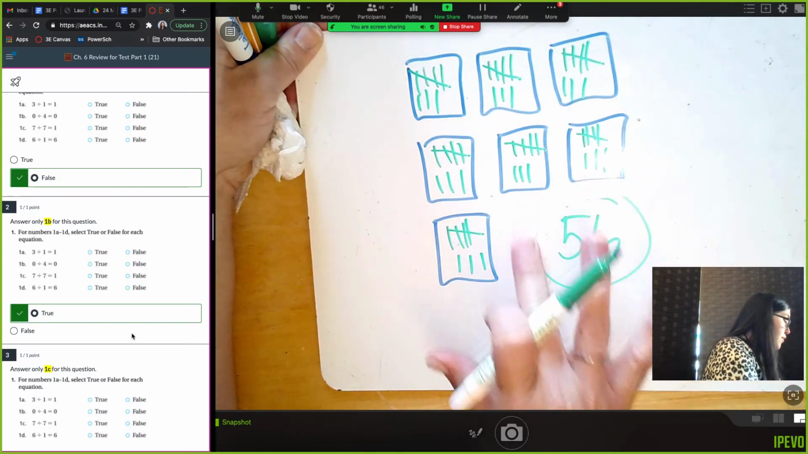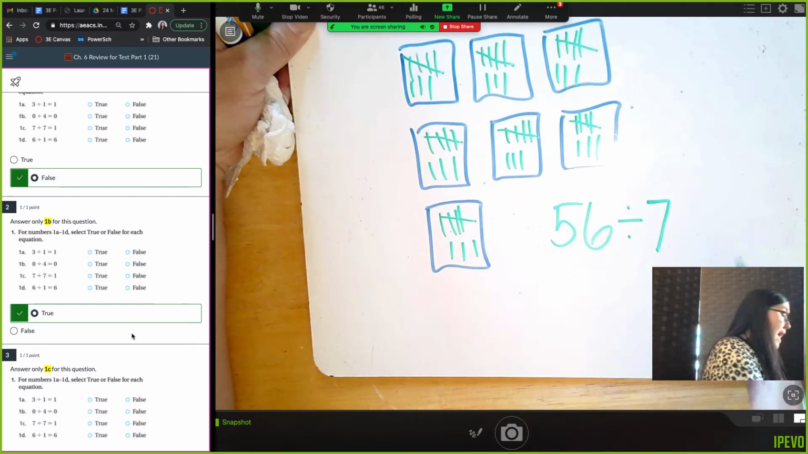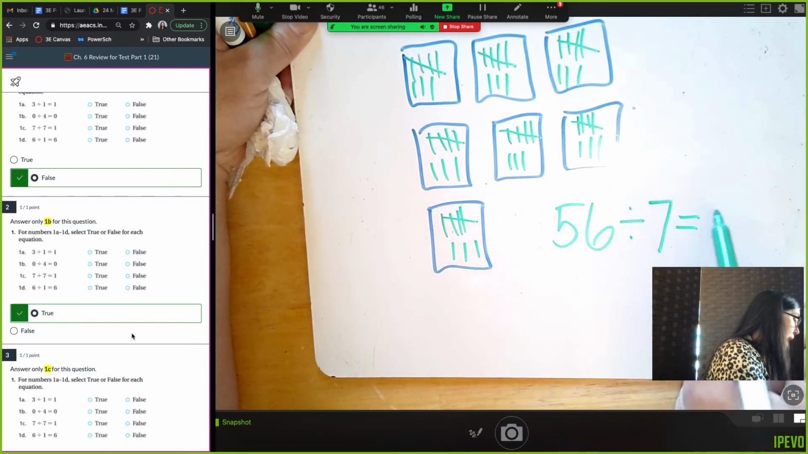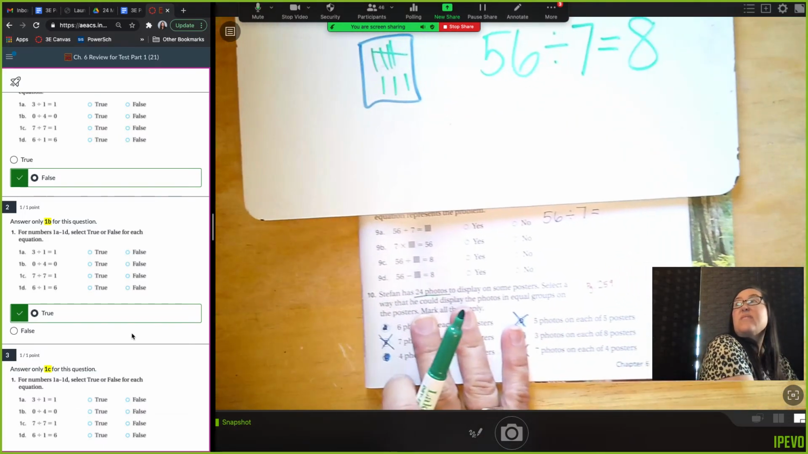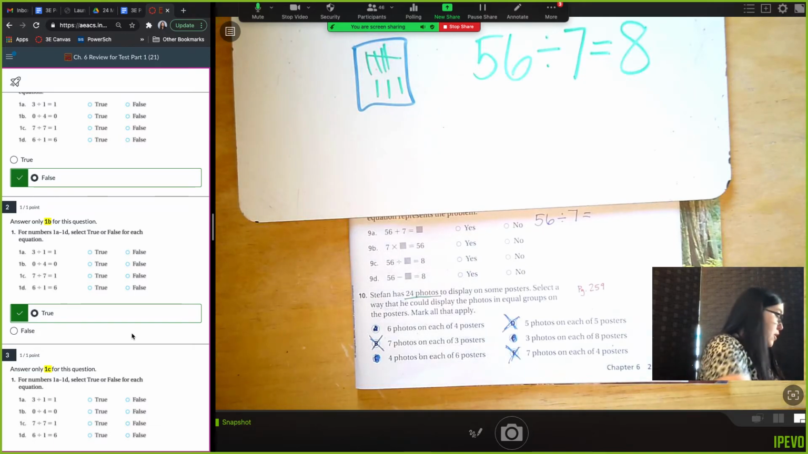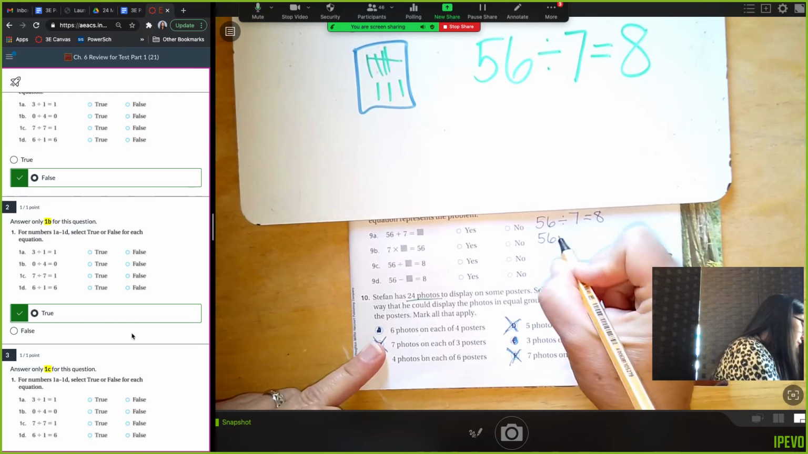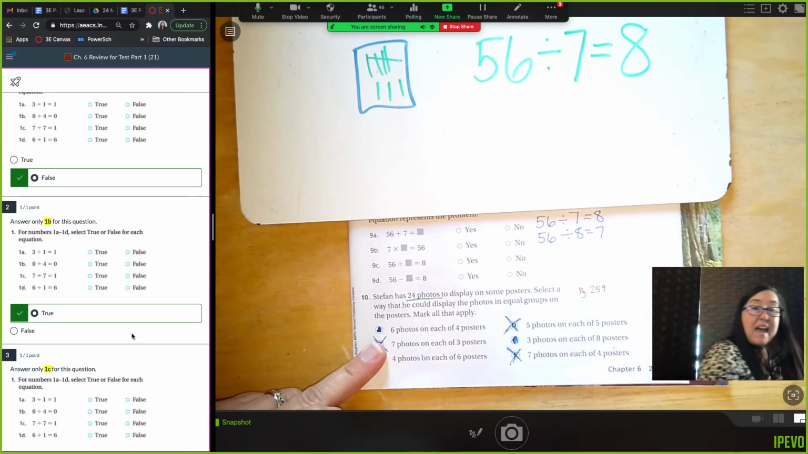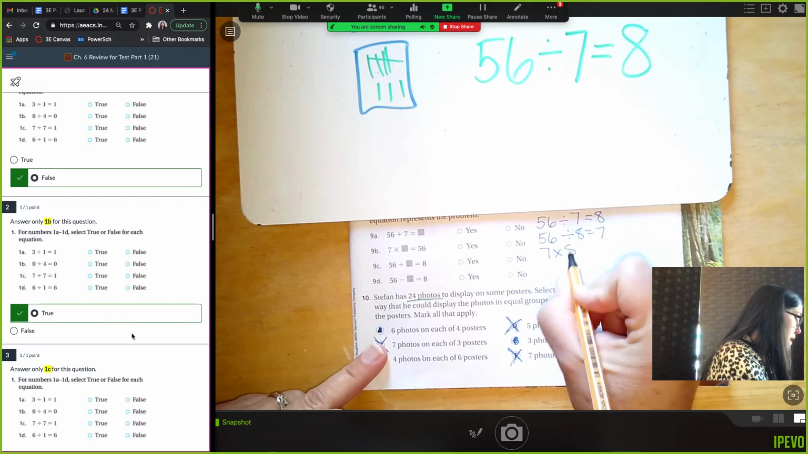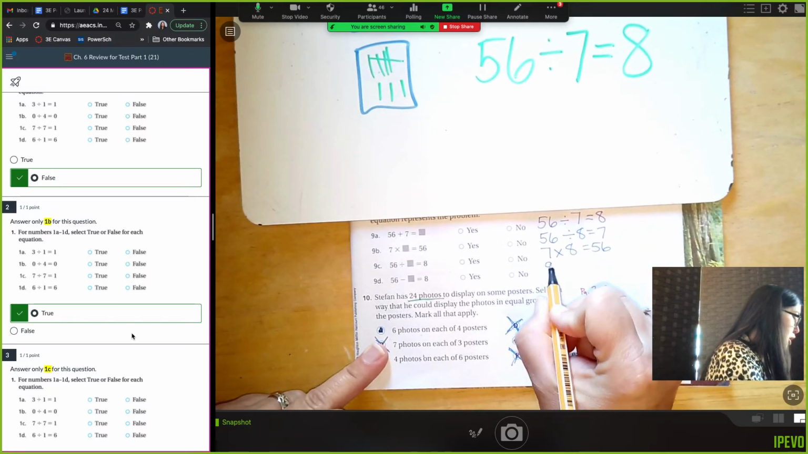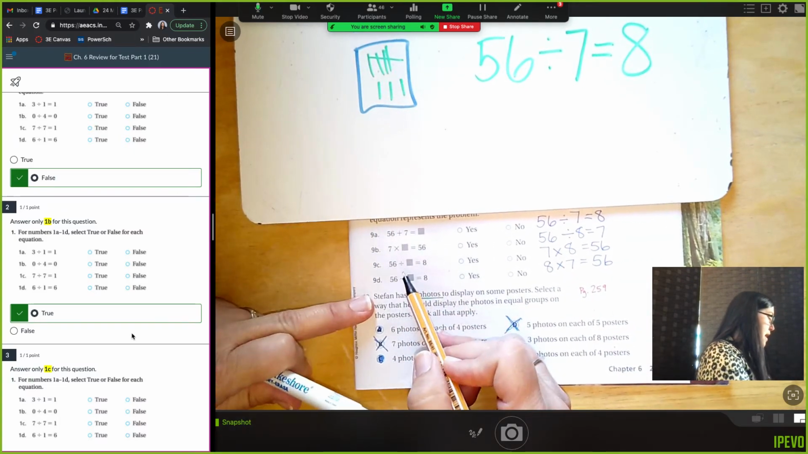So I took the 56 apples, I divided them into the 7 baskets, and I can see there are 8 apples in each basket, right? Now I know my fact family that I'm working with. So I can do 56 divided by 7 equals 8. Knowing my fact family, I could also do 56 divided by 8 equals 7. And the multiplication that is connected with this division problem, 7 times 8 equals 56, or the turnaround fact, 8 times 7 equals 56. So now I have to look at 9A through 9D.